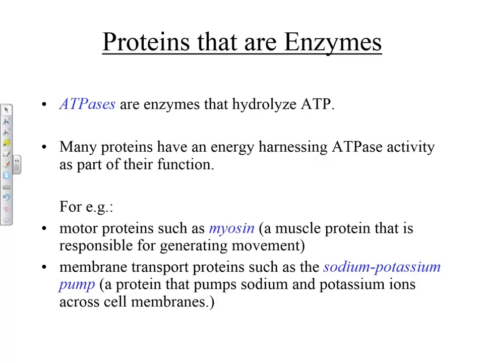ATPases are enzymes which hydrolyze ATP. So if you hydrolyze ATP, what are you going to get? ADP, yes. First hydrolysis will give you ADP, then maybe AMP. So ATPases are enzymes which break up ATP, right?